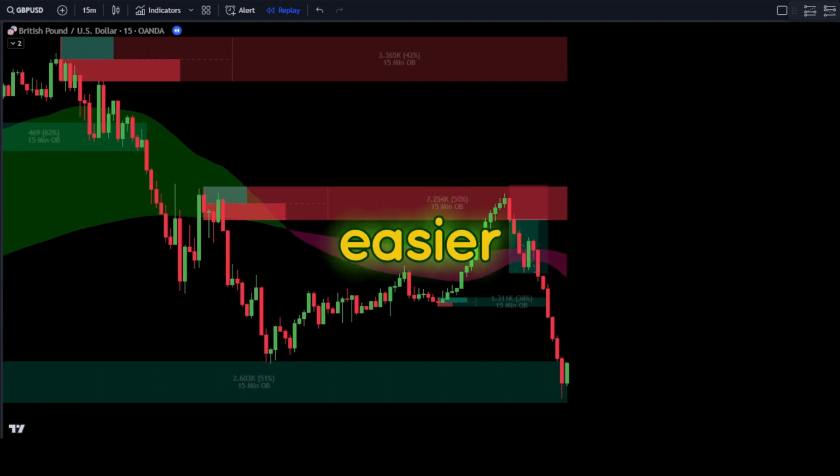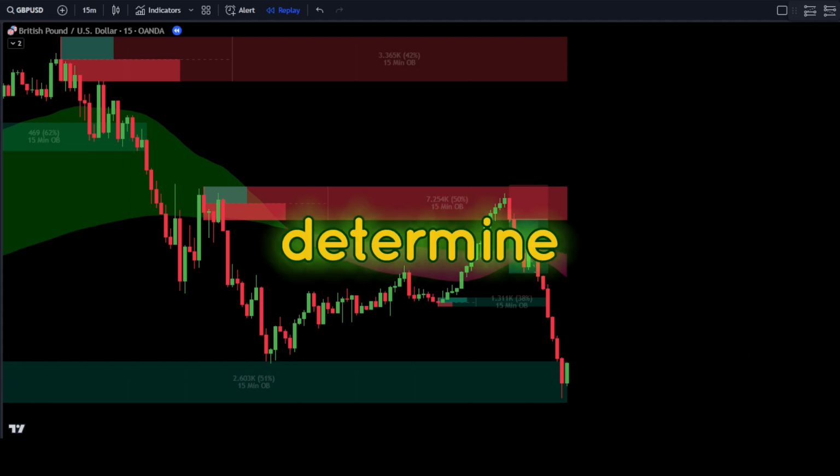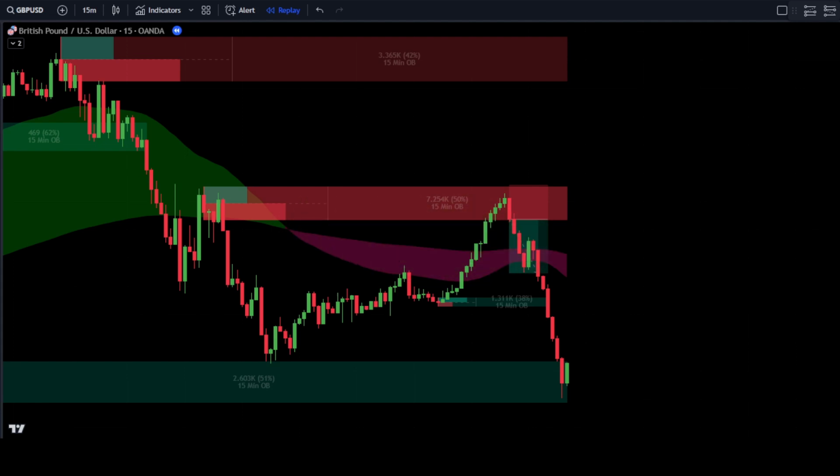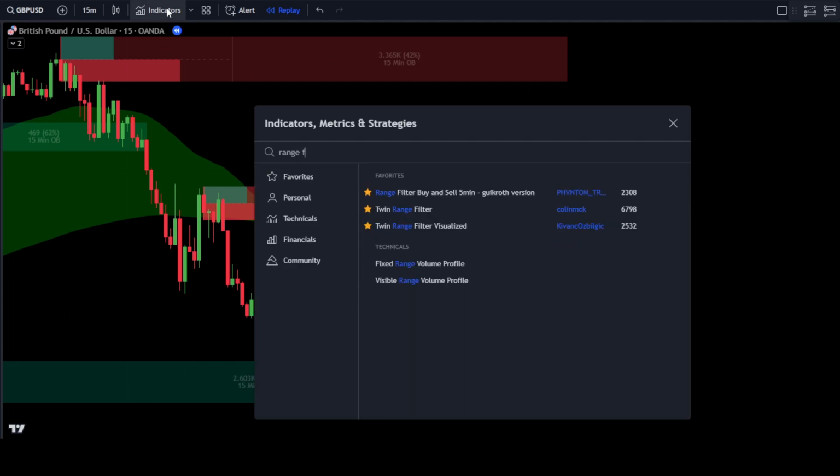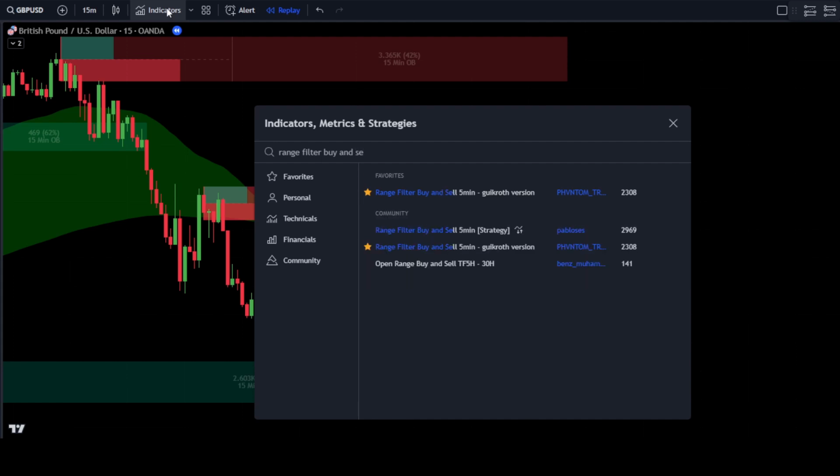If you want an easier method, you can use the second method. To use the second method, you need to add one more indicator that will help determine the best buy and sell points. Go to the indicator search tab and then type in range filter buy and sell 5 minutes. Then select range filter buy and sell 5 minutes by Phantom Trader.